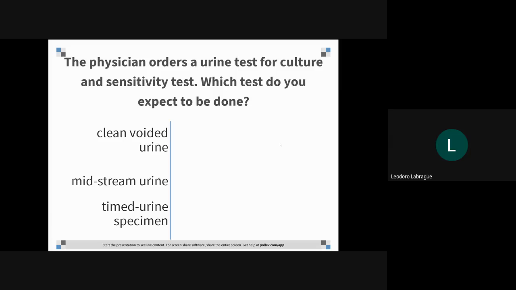Okay, the answer is clean catch. Why is it not clean voided? Clean voided is for checking the presence of microorganisms. Okay. And for midstream?